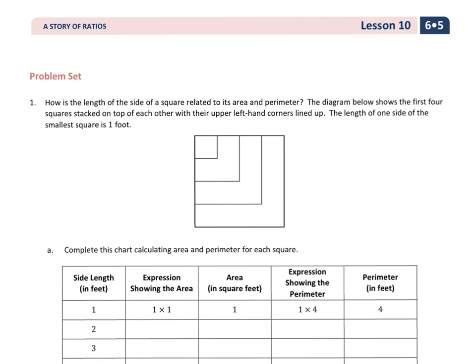Hello everyone, this is grade 6, module 5, lesson 10 problem set. Question 1 says, how is the length of the side of a square related to its area and perimeter? The diagram below shows the first 4 squares stacked on top of each other with their upper left-hand corners lined up. The length of one side of the smallest square is 1 foot. So our diagram here, this is the first square. This is the second square, and so on. So they're all starting in that upper left-hand corner.